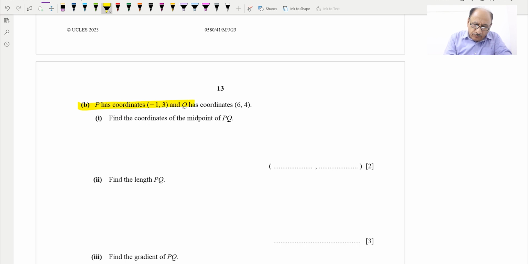P has coordinates -1 and 3, and Q has coordinates 6 and 4. Find the coordinates of the midpoint of PQ. So the midpoint formula we will be applying.